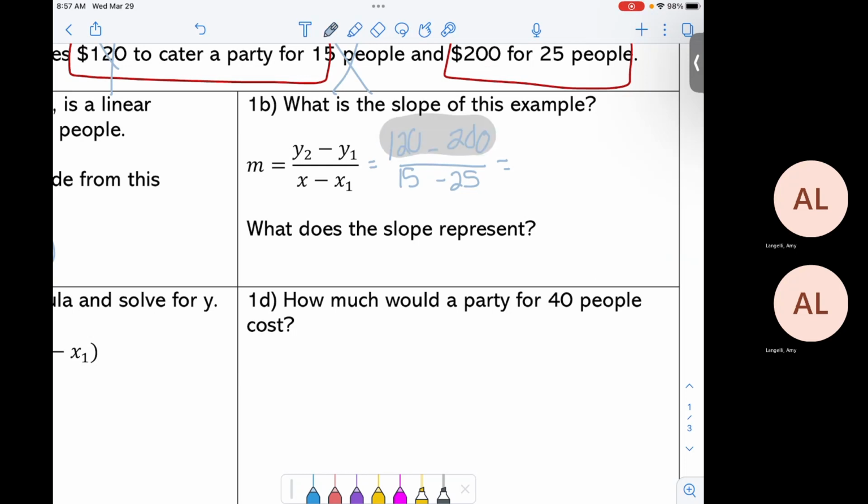-80. That's good. I think you could do it without a calculator, but sometimes we need that little extra confidence there. What's 15 minus 25? -10. That's good. What is -80 divided by -10? Positive 8. Yeah, that's right.